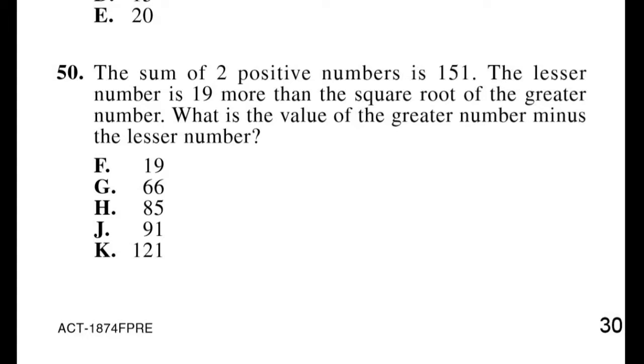Starting with the first sentence, we know the sum of two positive numbers is 151. So we could say our numbers are going to be x and y. So x plus y is equal to 151.